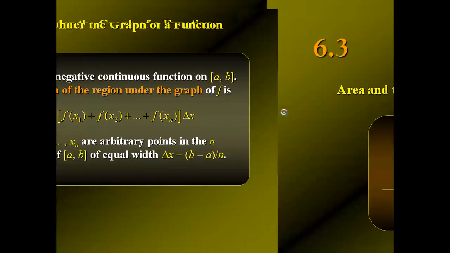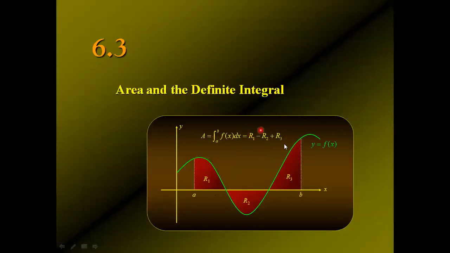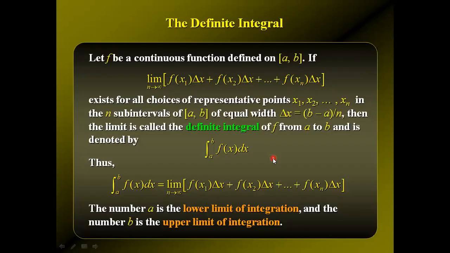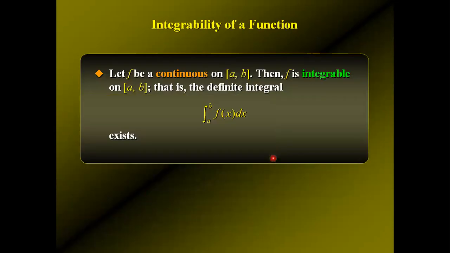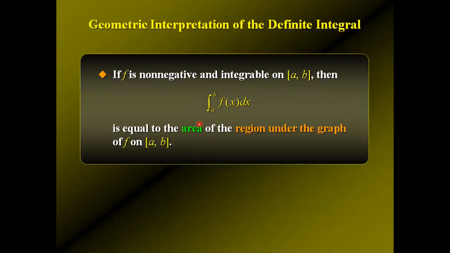This is the geometrical interpretation of the definite integral, and these integrals indicate this total area under the curve y equals f of x in the same interval [a, b]. Here a is the lower limit and b is the upper limit, and this is the definite integral. The geometrical interpretation is that this total area indicates the definite integral.